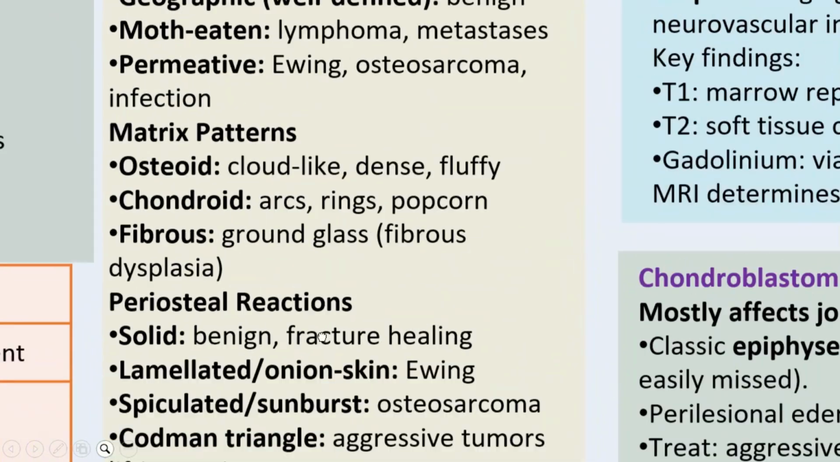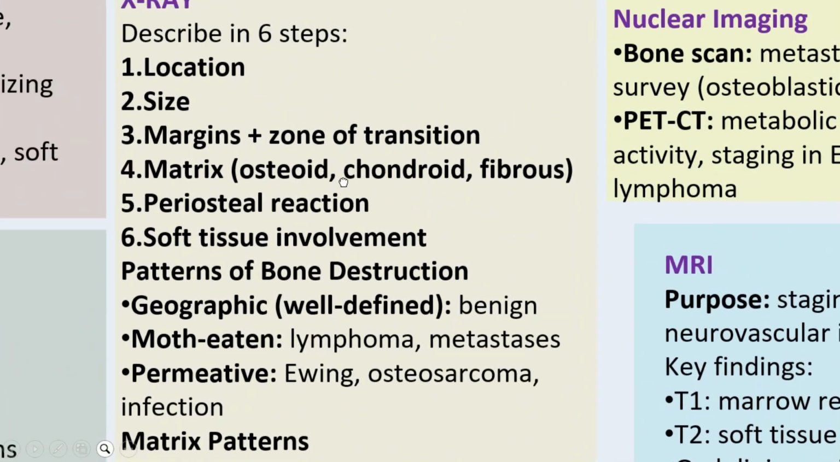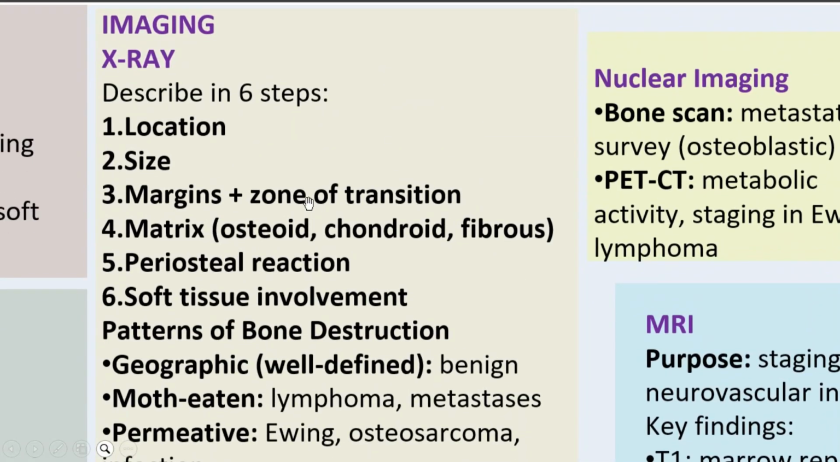So when you're approaching the radiological imaging or X-rays, what we describe as the next step is this: we want to know the location of the tumor, the size of the tumor, the margins, plus the zone of transition between the tumor, and the matrix that is making up the tumor. Is it osteoid, is it chondroid, that's cartilage, or is it just fibrous tissue? Then we want to consider the periosteal reaction, then the soft tissue involvement.